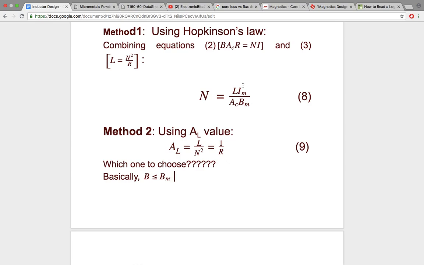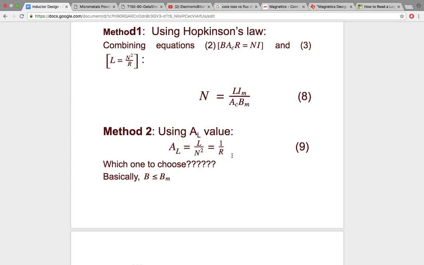If you see the first expression, this N formula, it is always taken care of here, because the current term is also there, by using which we calculate the number of turns, so that our Bm requirement is fulfilled. So this formula is already taking care of that. But in this one, there is just inductance and number of turns. Nowhere are we talking about Bmax, and nowhere about Im. So how do we cross verify?